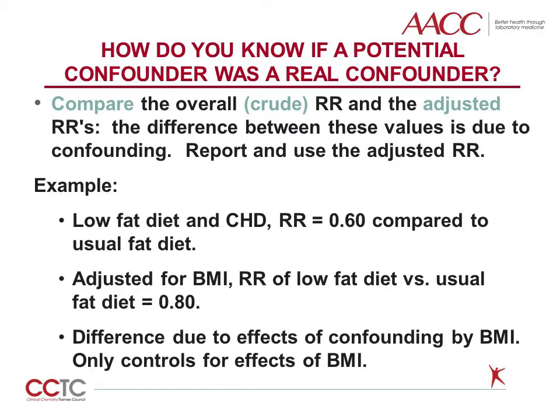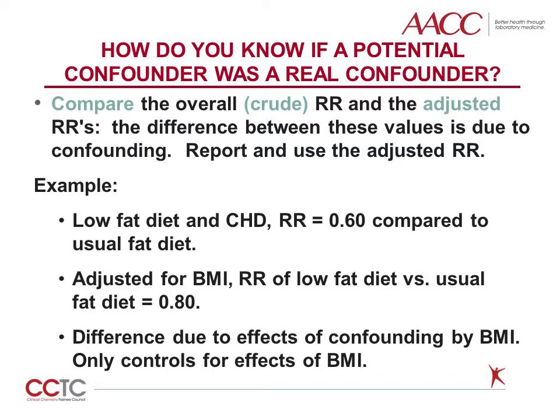And how do you know if a potential confounder was a real confounder? You compare the overall, the crude relative risk, the association between smoking and lung cancer, between the exposure and the outcome, and then you adjust for the confounding factor you are concerned about, such as age or such as gender. And you compare the crude relative risk, the unadjusted relative risk, to the adjusted relative risk for the confounding factor. And if there is a difference between these two values, it is due to the effects of that confounding factor. And you would report and use and work with the adjusted relative risk because that's a more valid estimate, not due to confounding.